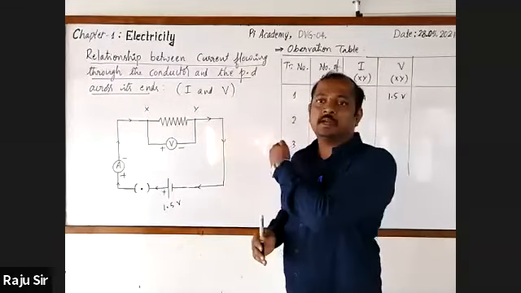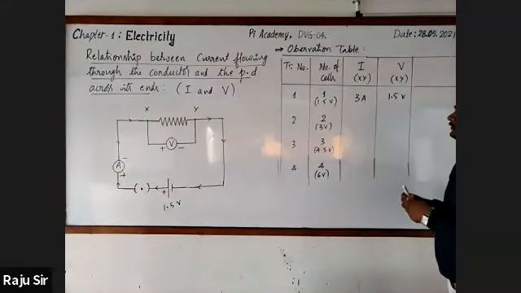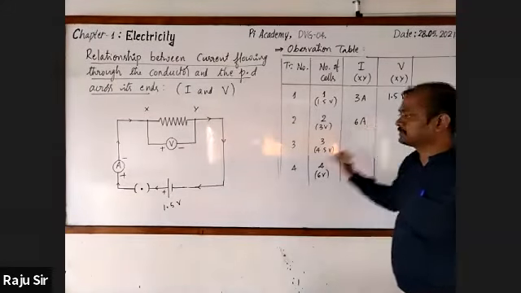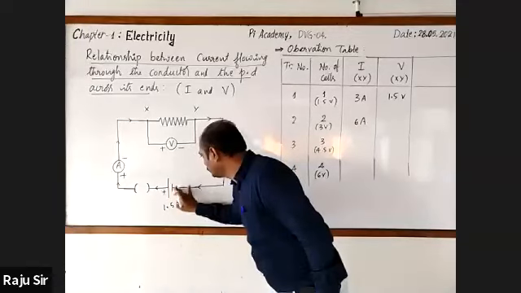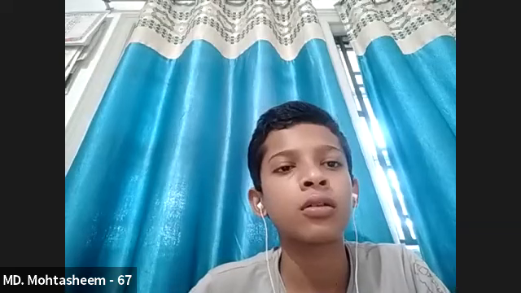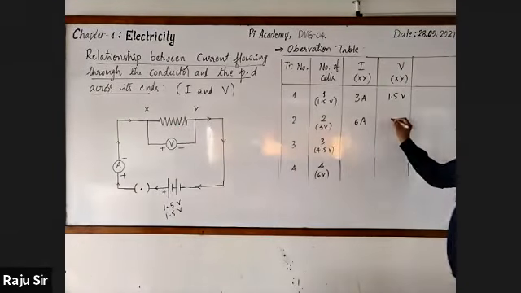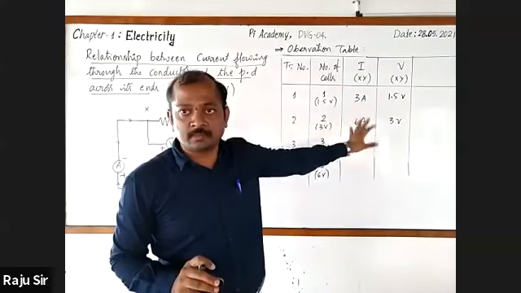Two cells are used. Now, to make the calculation simple, I am taking some simple readings, not actual readings. Now it shows 6 amps, and here we are using two cells, so 3 volts. Now the circuit is closed. The current flowing through this filament is 6 amps, and the voltage across nichrome is 3 volts. Are you all following? Next time, 9 amps. I am taking simple numbers for easy calculation.